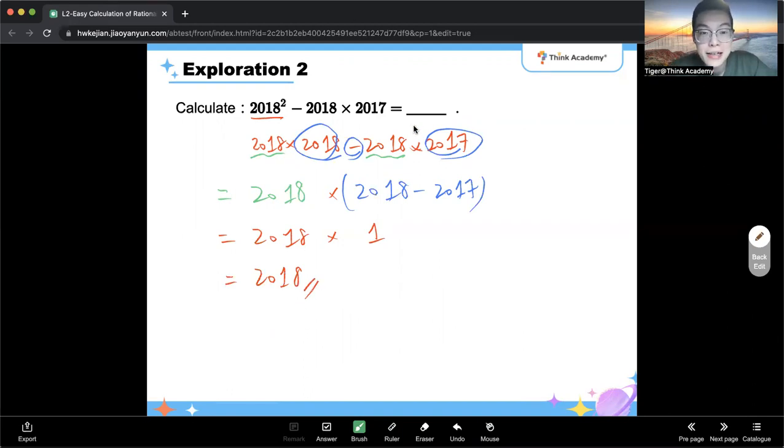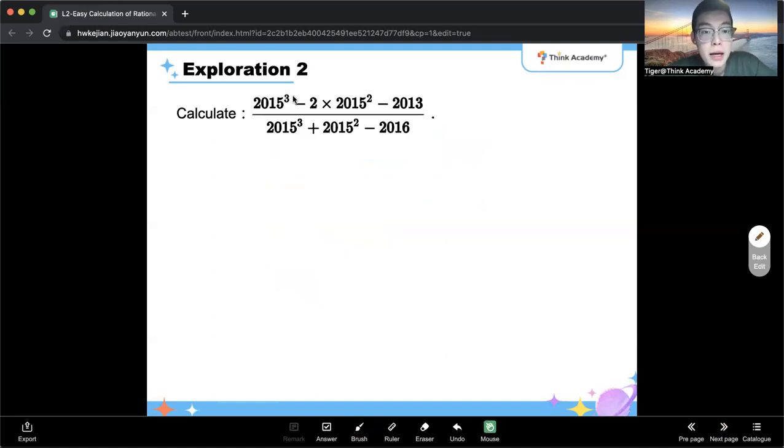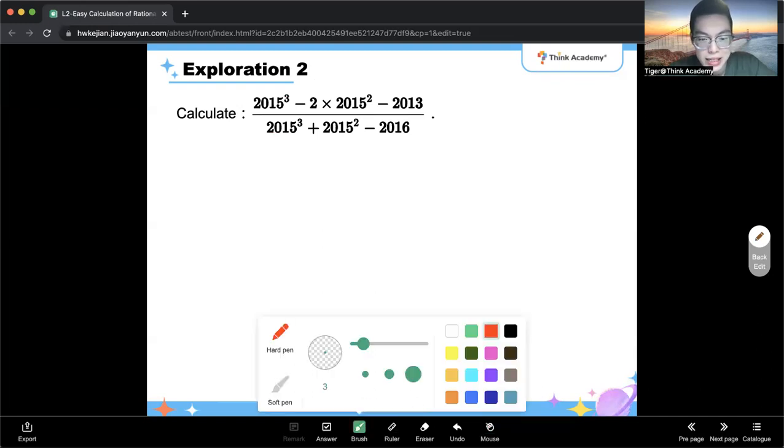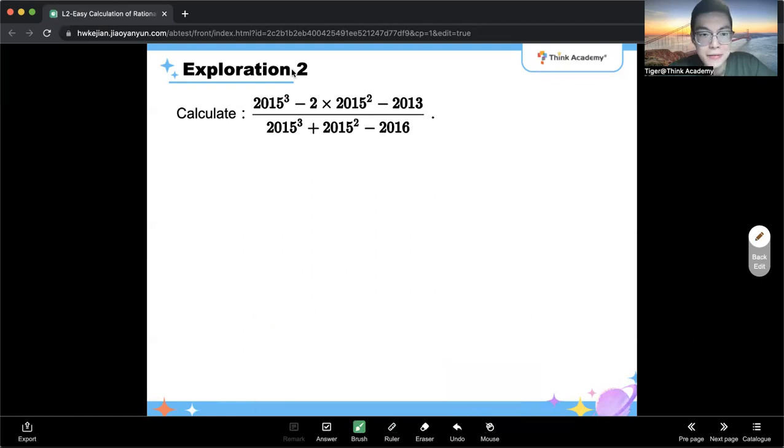Yes, exactly. That's very good. So basically, you just need to do a little bit of conversion to the expression in the question, and you're going to get it. So that's just how you work this out, right? That's exploration 2. And let's take a look at this one. This one is slightly trickier. So I'll just give you 20 seconds to take a look at it. All right.